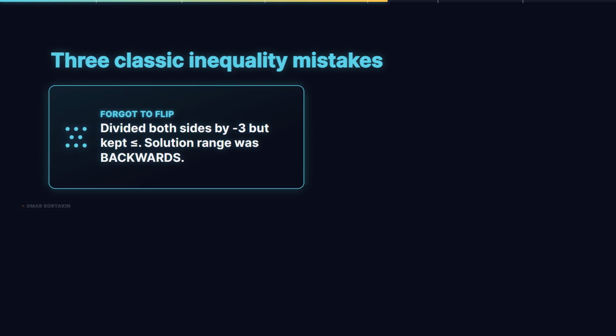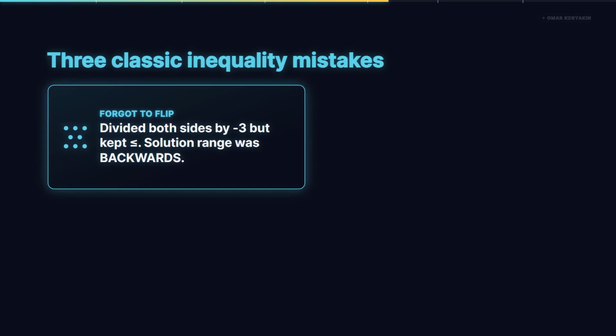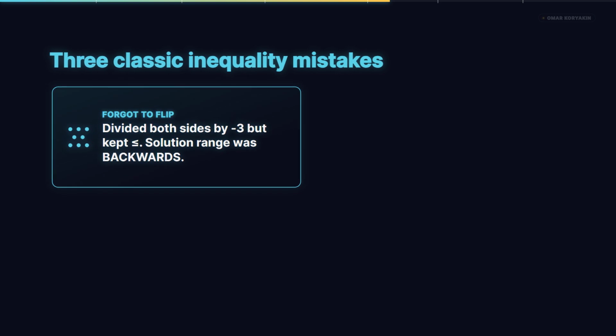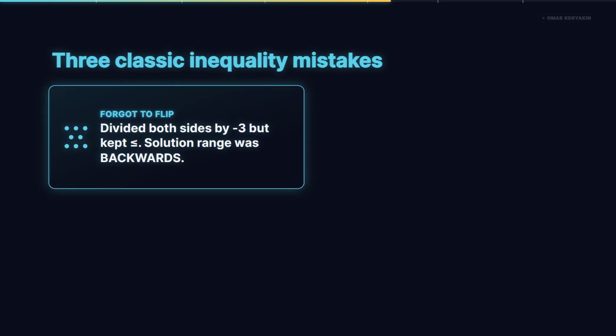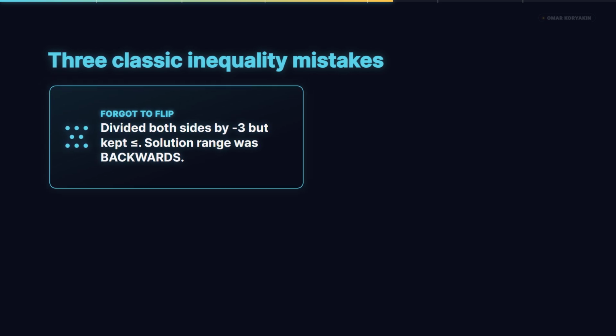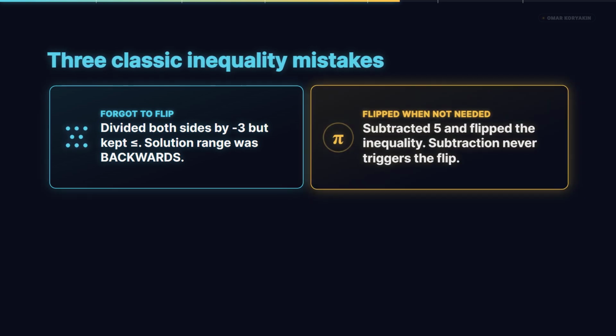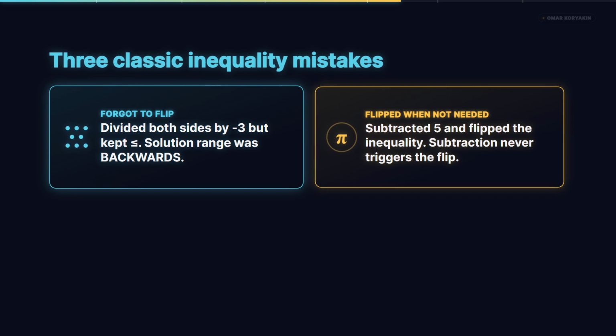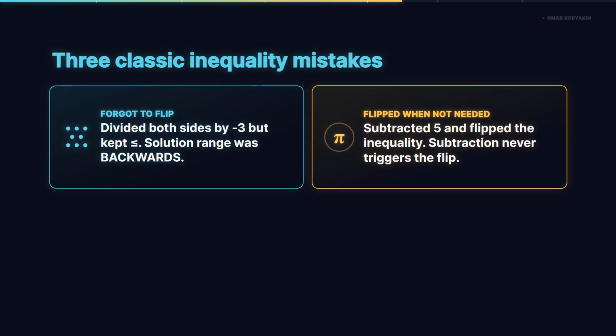The arithmetic is correct, but the inequality direction is wrong, and the proposed solution range is exactly the opposite of the true solution. The fix is to pause every single time you multiply or divide by a negative number and explicitly flip the inequality direction at that step. Build the pause and flip into your standard solving rhythm. Second mistake, flipping the inequality direction when the trigger condition is not met.